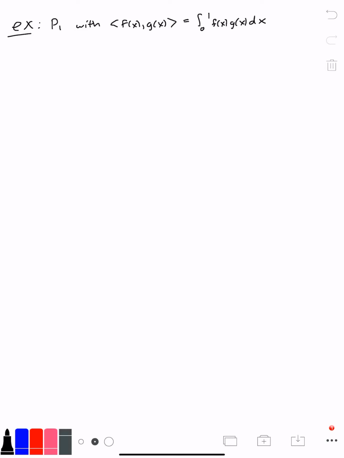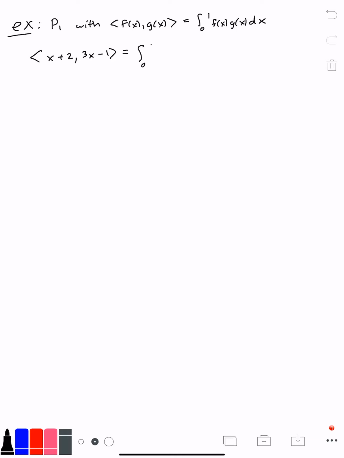Okay, so here's our first example of a weird inner product. We're dealing with the polynomial space P1, so that's linear polynomials. And the way we're dot producting these vectors, these polynomials, is by multiplying them and integrating over 0 to 1. So let's just take an example here. Let's take the dot product of x plus 2 with 3x minus 1. Let's figure out what this dot product is.